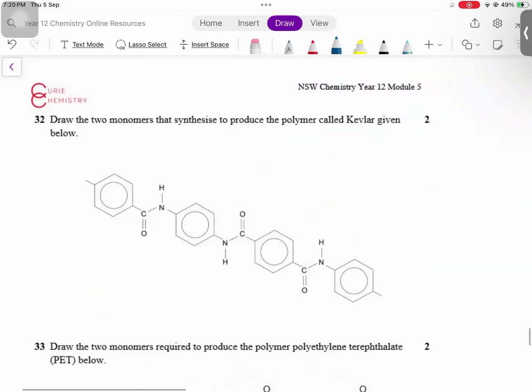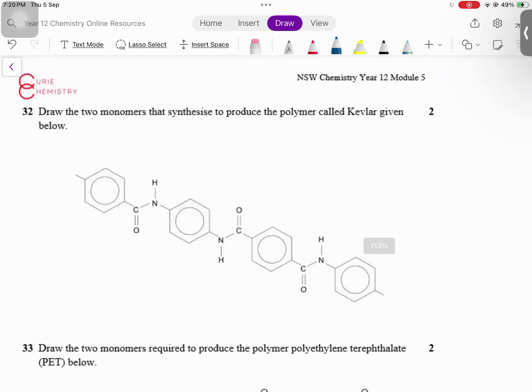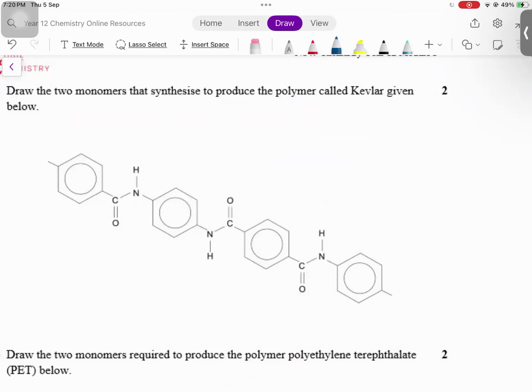Question 32, draw the 2 monomers that synthesize to produce the polymer called Kevlar given below. Now, the fact that they've even asked me for 2 monomers, even if I didn't look at the structure, I'd know it's a condensation polymer because addition monomers, there's only one type. So when it's addition polymers, draw the lines between every 2 carbons. That's all you need. For condensation polymers, you draw the lines between the functional groups.